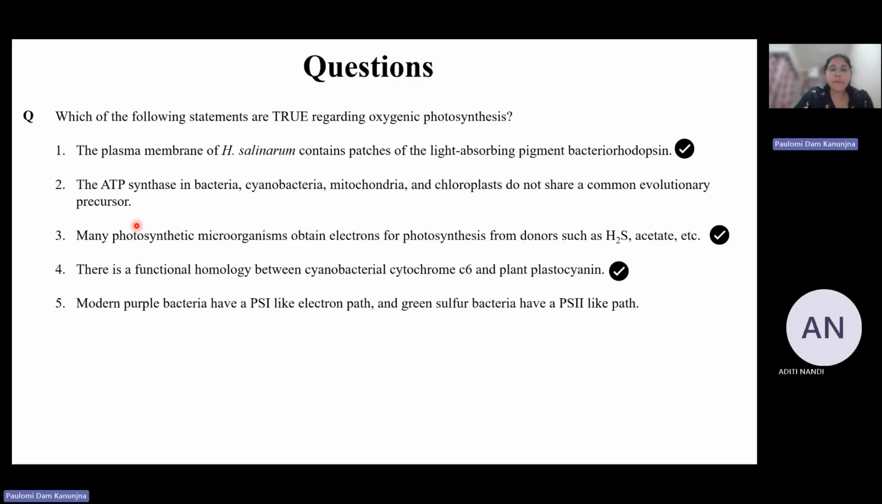Now, the second one says ATP synthesis in bacteria, cyanobacteria, mitochondria, chloroplasts, all that we have just discussed, do not share a common evolutionary precursor. Incorrect. We've just discovered that they are all homologous. They do share ancestry.